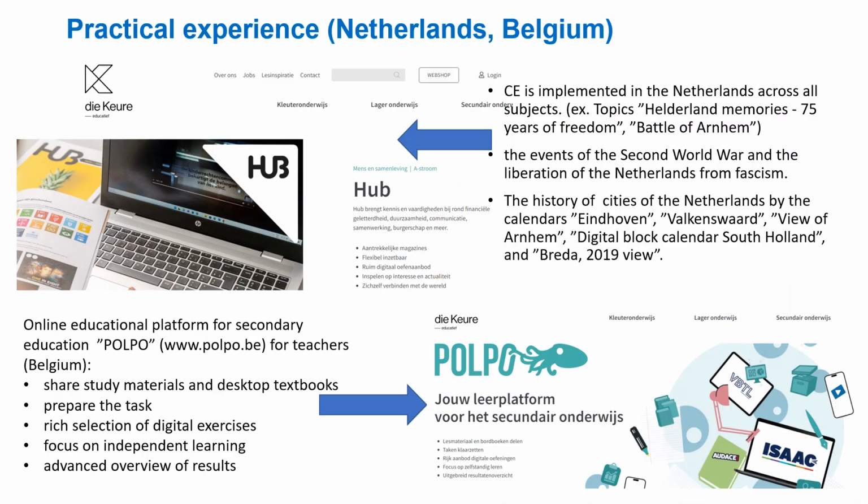Civic education is implemented in different European countries. Here is an example of the Netherlands and Belgium. For example, the topic Netherlands memories is dedicated to the events of the Second World War. The cities of the Netherlands are depicted in the calendars. Digital calendars can be used by students and teachers. These calendars contain interesting facts related to a certain city of the Netherlands or Belgium, and have photo thematic blocks that can be discussed by students.